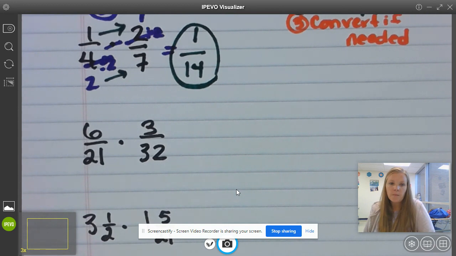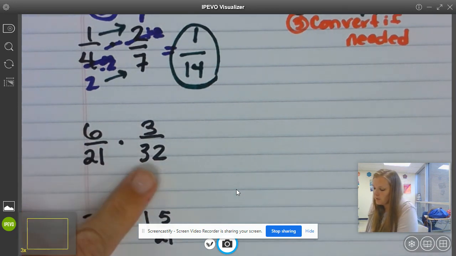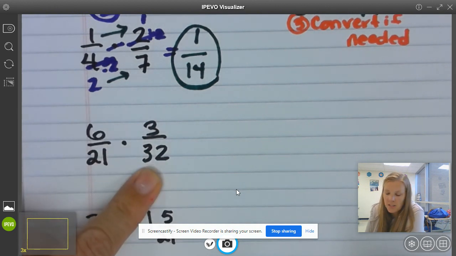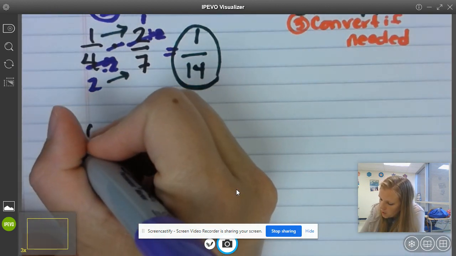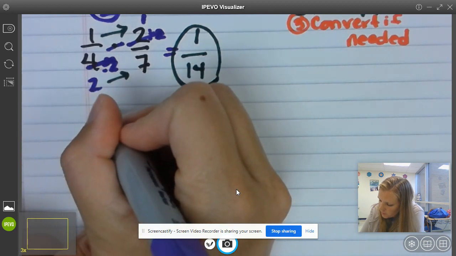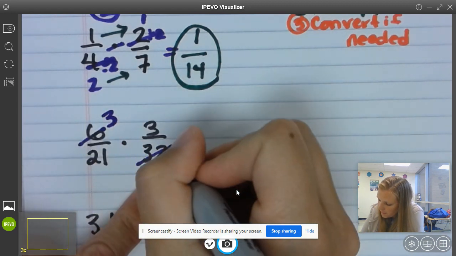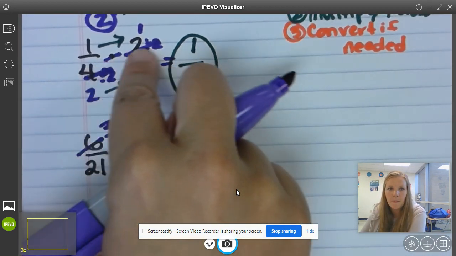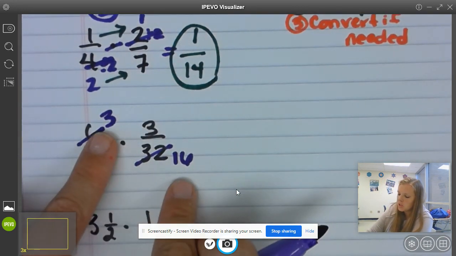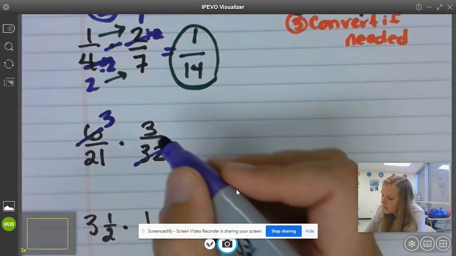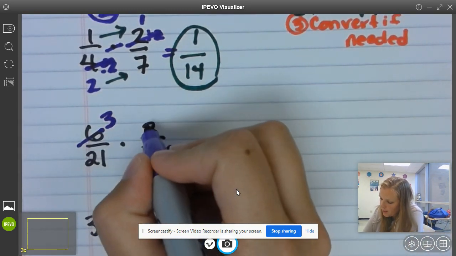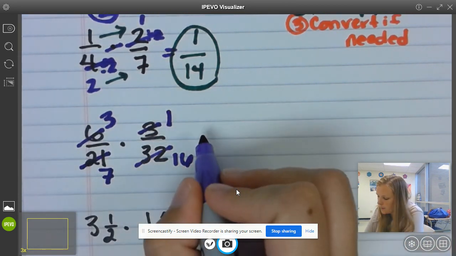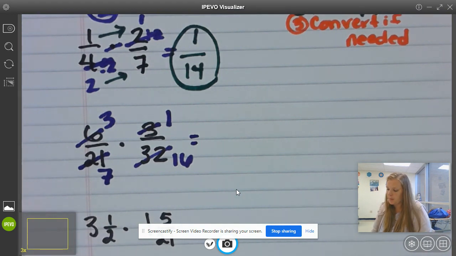For the next one, again, we're looking at the numbers diagonal from each other to see, do they have any common factors? 6 and 32 are both even, so they have a common factor of 2. So we're going to divide that. 6 divided by 2 is 3. 32 divided by 2 is 16. You don't have to write what you're dividing by. It gets a little bit messy when you do it like that. So if you want to just skip right to that, that's fine. 3 and 21 have a 3 in common. 3 divided by 3 is 1. 21 divided by 3 is 7. And then we do top times top over bottom times bottom.